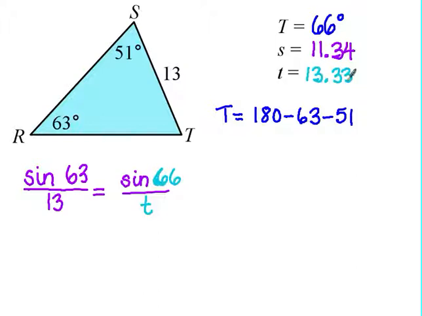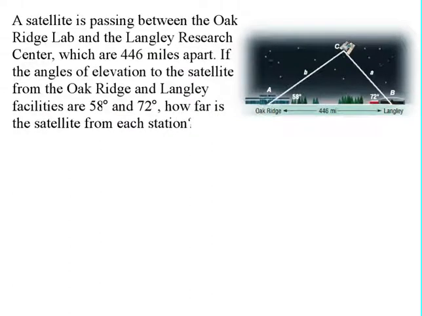Okay, what do you think? Yeah, it's not too bad. It should be fairly easy because this is actually the easiest one of the three. So let's go ahead and look at this right here. It says a satellite is passing between Oak Ridge Lab and the Langley Research Center, which are 446 miles apart. If the angles of elevation, remember angles of elevation means you elevate. So I'm starting here at the horizon and I'm going up. If they are 58 and 72 degrees, how far is the satellite from each station? So really what I'm trying to find is how far the satellite is from Oak Ridge, right here, and how far the satellite is from Langley, right here.